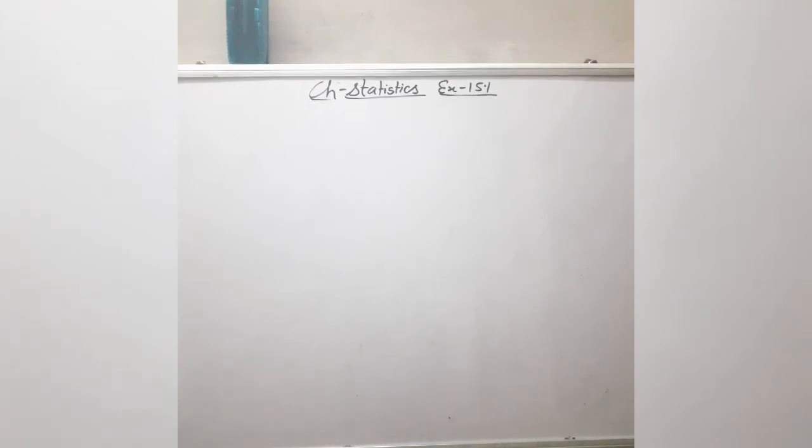Yes students, now we will continue exercise 15.1. In exercise 15.1 first video, we found the mean deviation about mean and median for ungrouped data. Now from question number 5 onward, a table is given to you, meaning grouped data is given. So today we will start the second type of mean deviations.